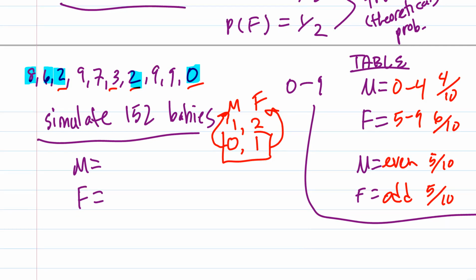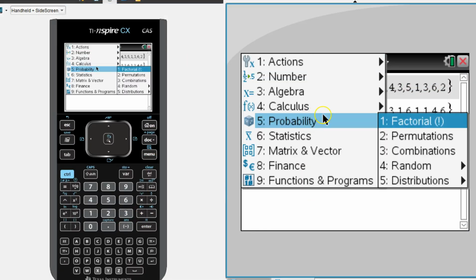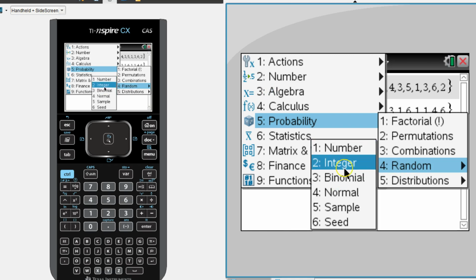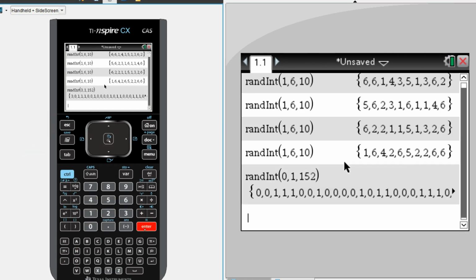So to do this, we're going to use the command random integer. I only need to generate 2 numbers because I need a 50-50 chance. So I can have it go from 0 to 1 and generate 152 babies. So let's just start with that. Random integer, menu, probability, random, integer, 0, 1, 152 babies. How many girls are there? How many ones are there?